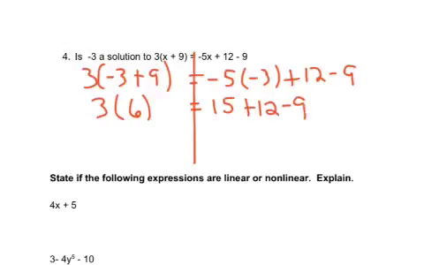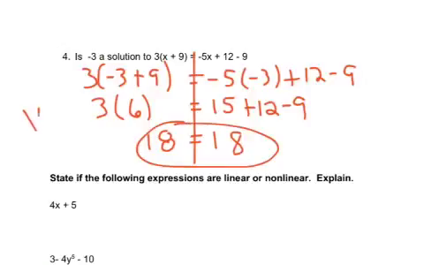So 3 times 6 gives me 18. On this side, 15 plus 12 is 27, and 27 minus 9 is 18. Since yes, both sides are the same, yes, negative 3 is a solution.